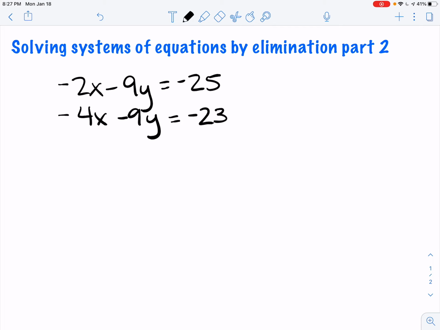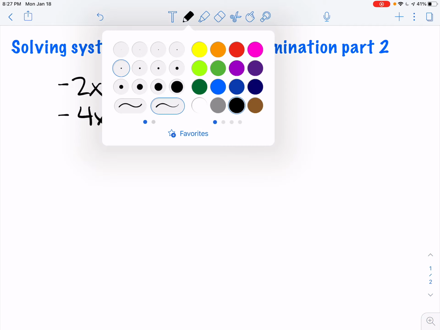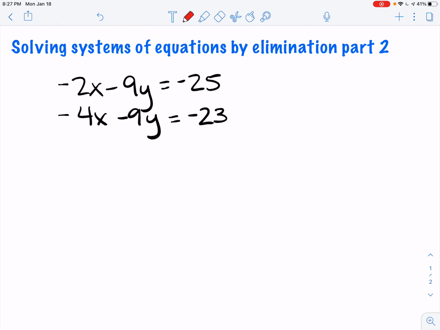So I think to myself, if I were able to change every sign in one of those equations, or multiply everything by -1, where I had a positive 9y and a negative 9y, they would eliminate, this would work. So what I'm going to do is multiply everything in this top equation by -1. And I'm going to write that new equation over here.